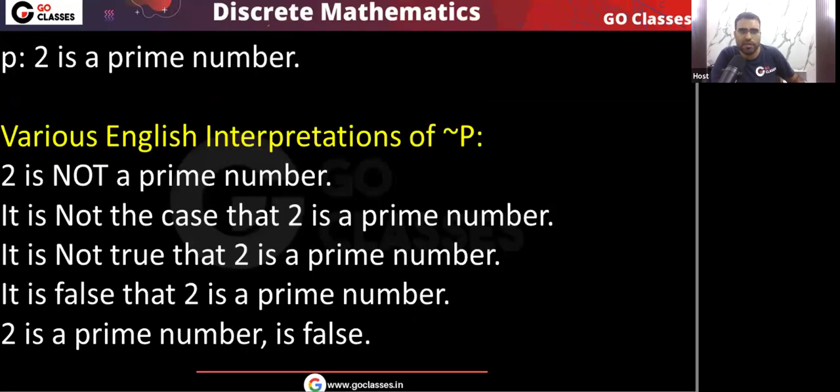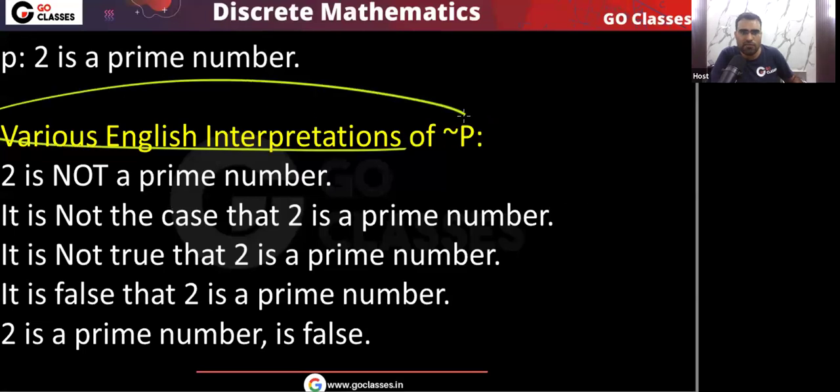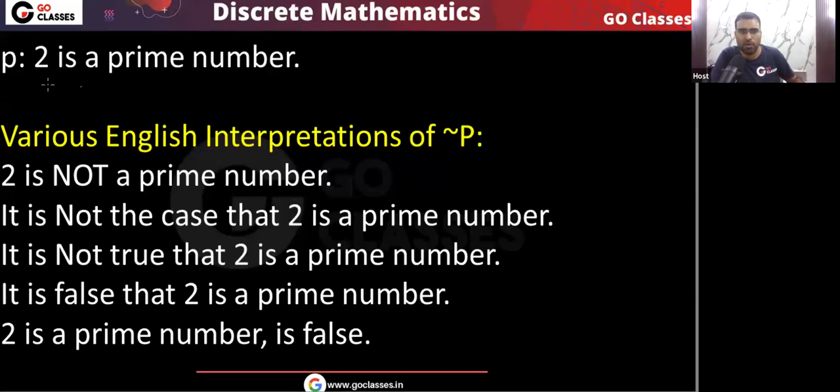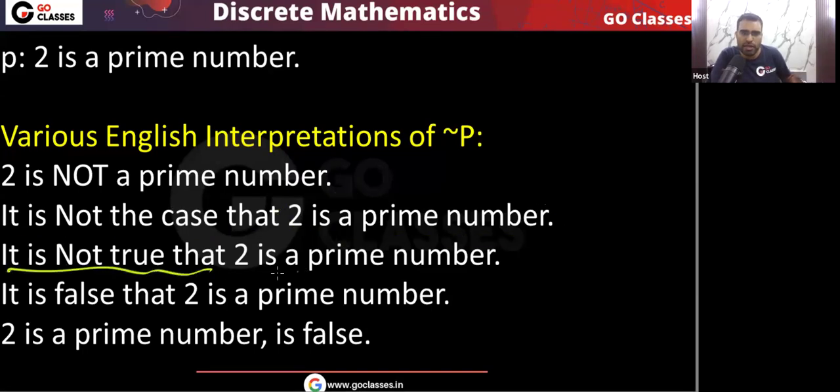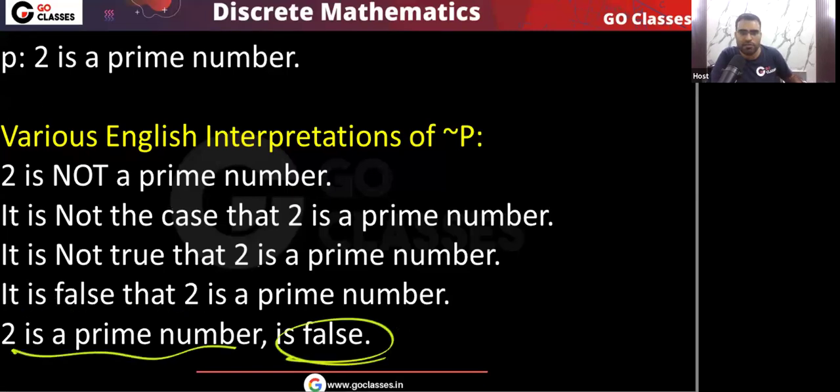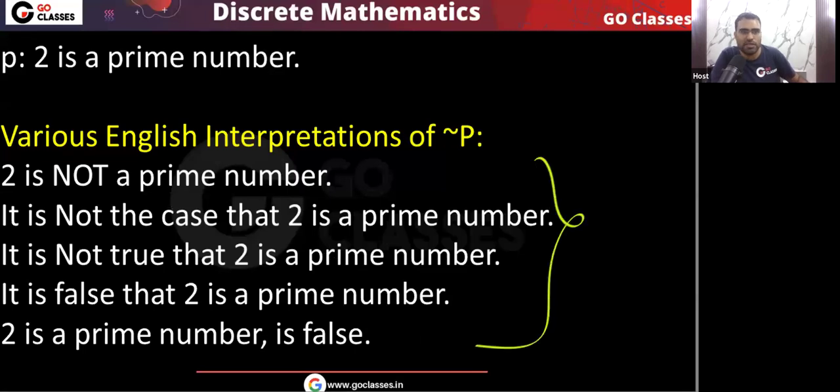Let me know. Let's see this. This is our English statement. 2 is a prime number. Now, these are various English interpretations of negation P. Okay, so this is our statement P. Then what will be negation P? What is the negation of this statement? That will be 2 is not a prime number. Either you can read like this, or you can read like this. It is not the case that 2 is prime number. Or you can say it is not true that 2 is prime number. Or you can say it is false that 2 is prime number. Or you can say 2 is prime number is false. Okay, so these are different ways of reading negation P. Okay, remember this symbol you can read in English in many different ways.